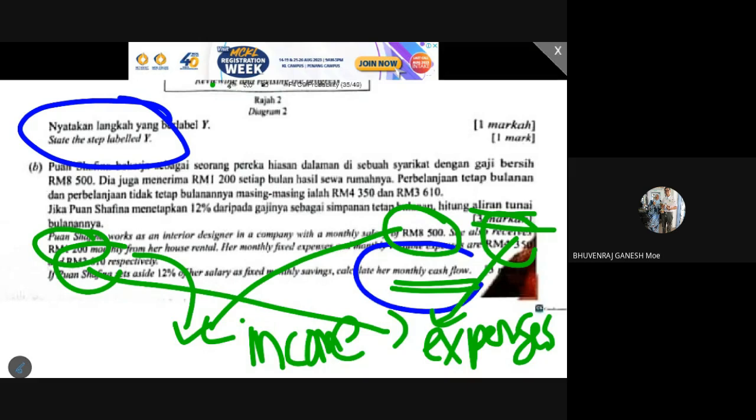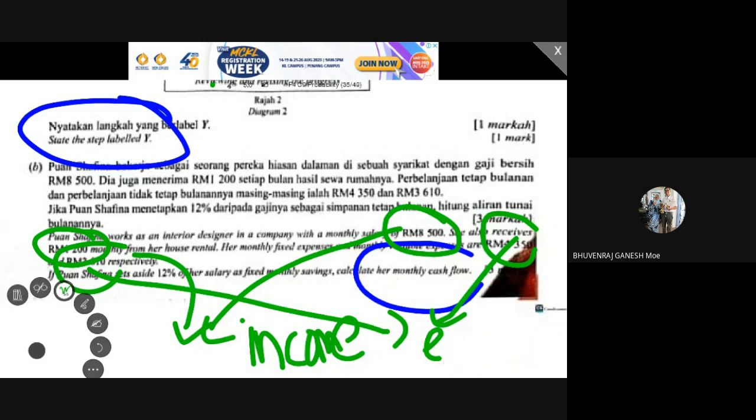Anyone who is Form 5 here can answer this question. But Form 4, I think cannot. Income minus expenses. Wow, correct. Yes, total income minus total expense. Correct. Okay, your answer is right.